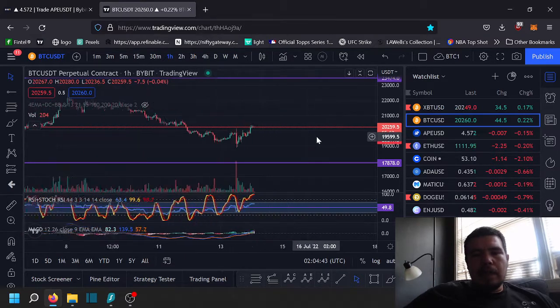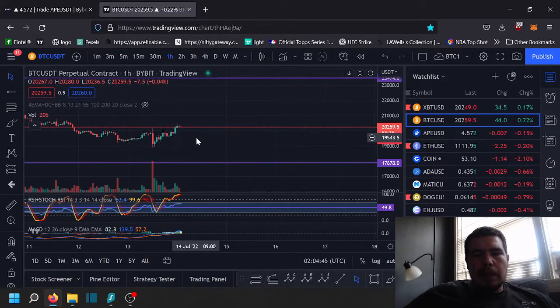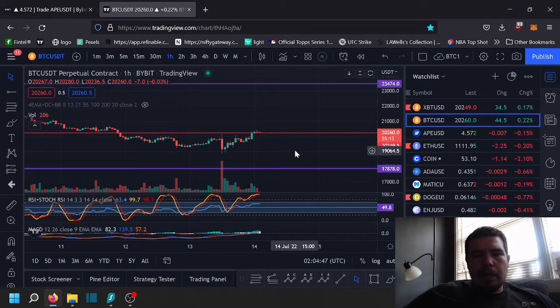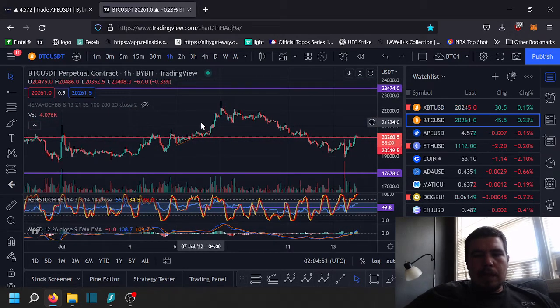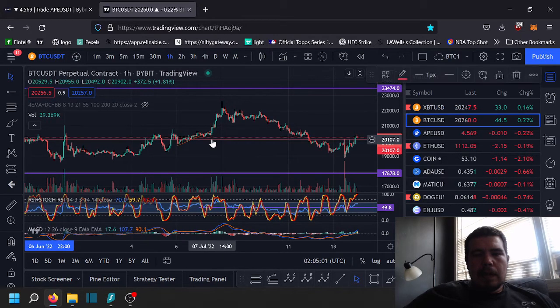So what does it mean to hold support, right? Which would mean right here, if we pay attention to this, this is on July 7th. As you can see here, we broke our support of 20,000, right? So we broke the support of 20,000 here.